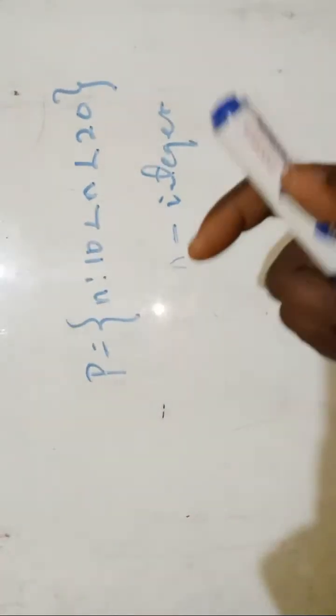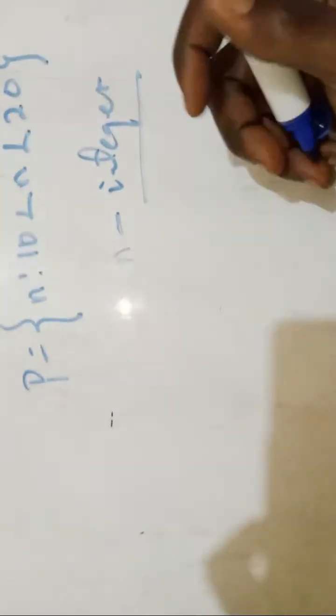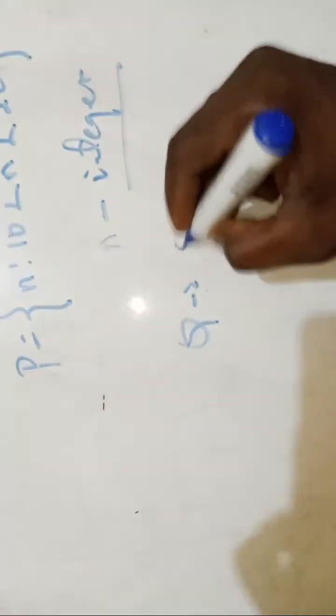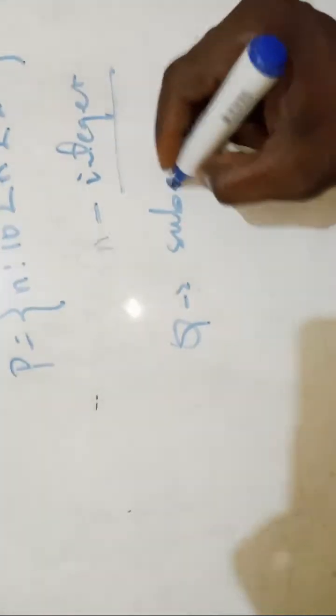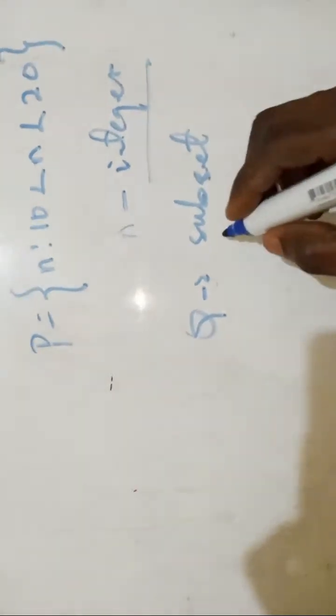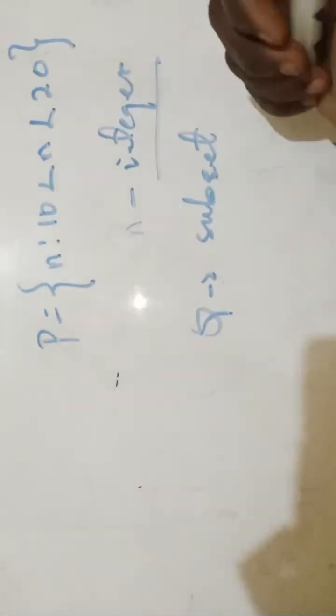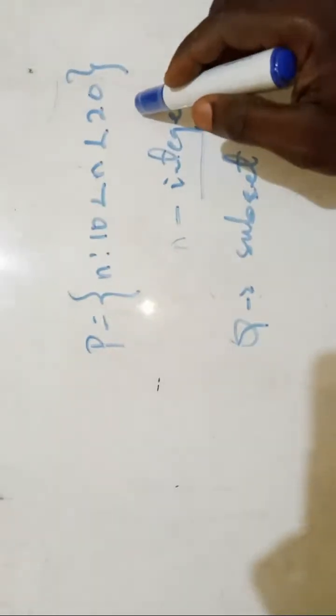Do you have any question on the integer? Let me hear from you. If yes or no, try and chat me on that. If you don't know the meaning of integer, just let me know so that I'll explain that for you. Now, the question further says that this Q here is a subset. A subset means that whoever is inside Q is a member of this P.